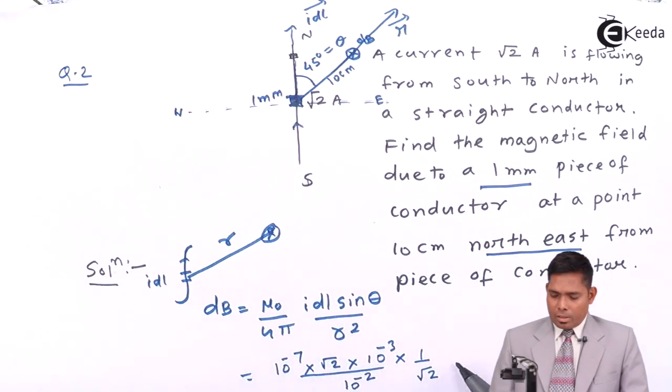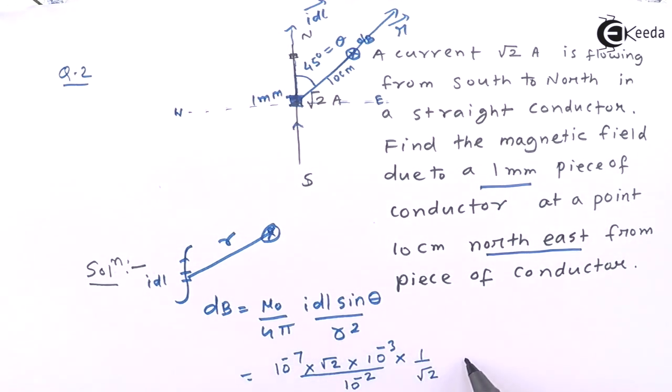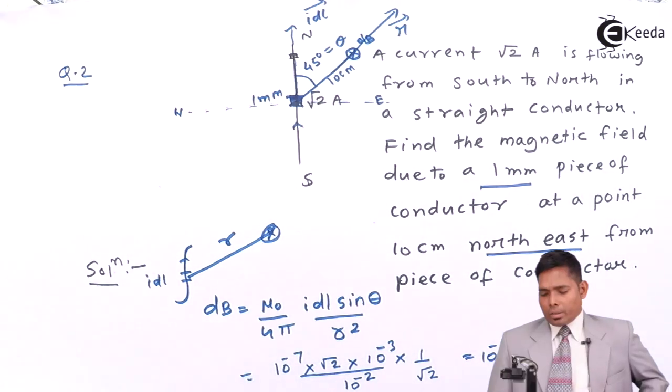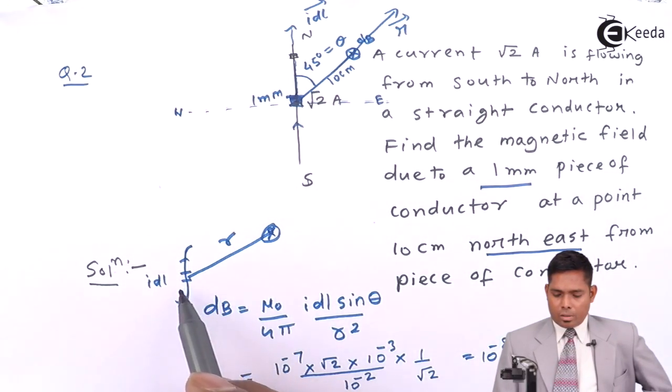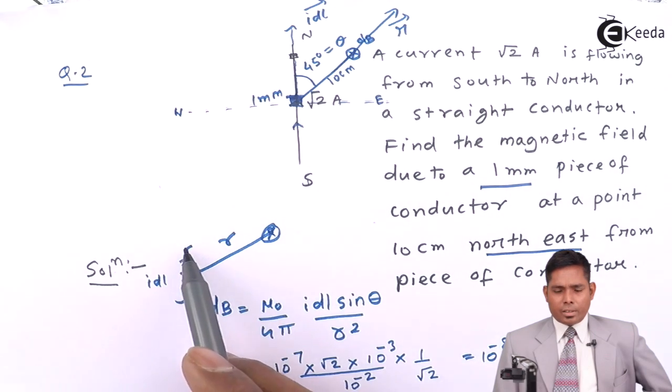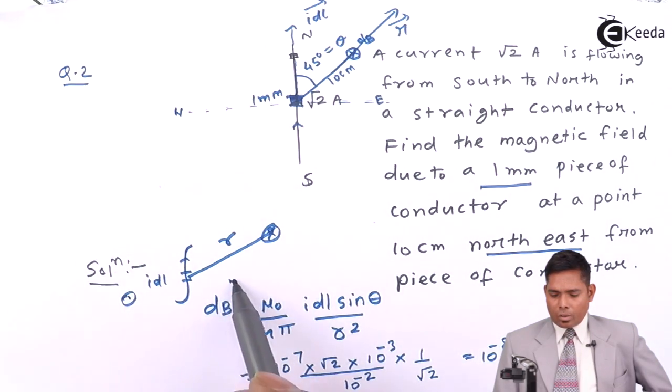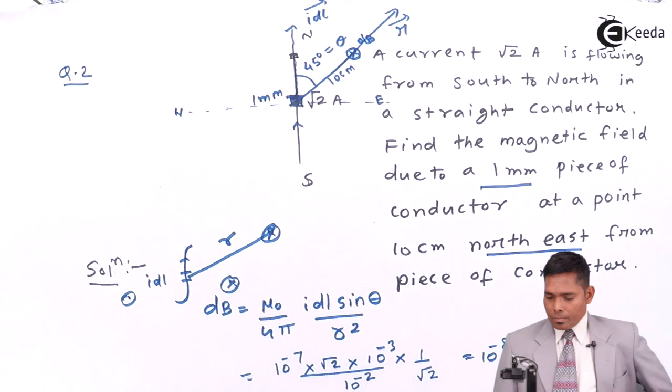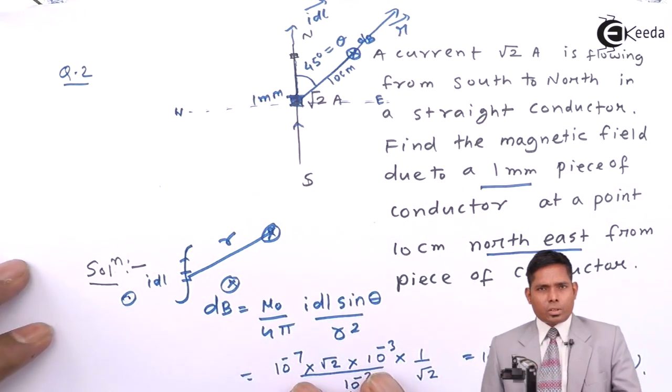You can cancel, this goes off. This is 10 raised to minus 2 minus... so minus 8 is the answer, 10 raised to minus 8 Tesla. And what is the direction? The conductor current is in this direction, so it is dot on this side and cross on that side. So it is vertically downward. This is the answer to this question.